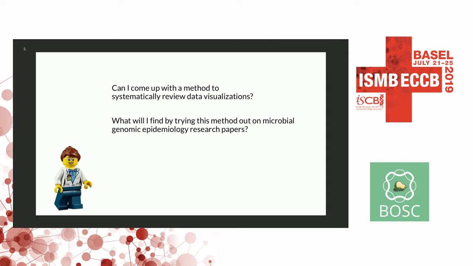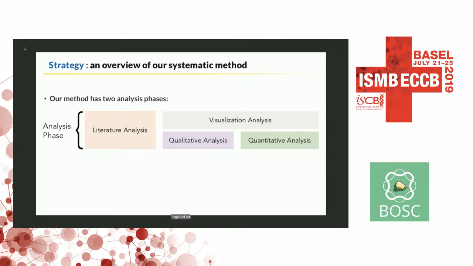And I thought, what if I take this method and apply it to research papers for microbial genomic epidemiology? What would I find? So that is what I did. I created a method that has 2 phases. The first is a literature analysis phase, and the second is a visualization analysis phase. And within the visualization analysis phase, I employ both a qualitative and a quantitative analysis.